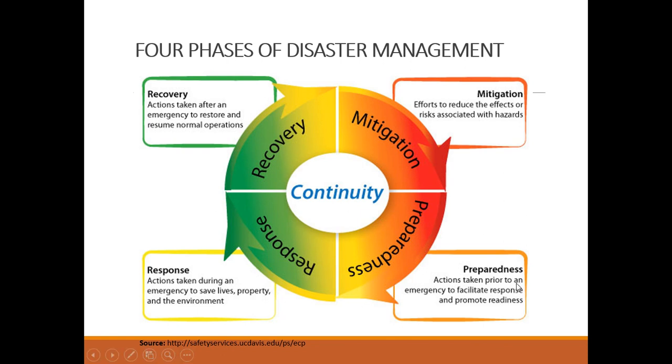But as mentioned before, preparedness or that preparation stage will have to take place prior to any of these other phases, and even during and after. And these actions often take place prior, or as I mentioned, even after any emergency, to facilitate all of those stages that we mentioned: response, recovery, and mitigation.